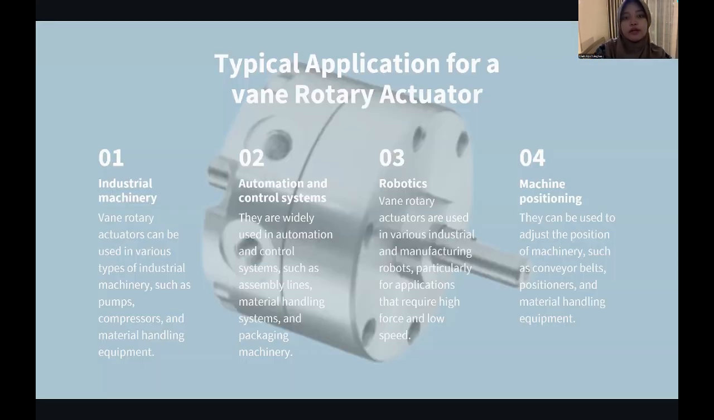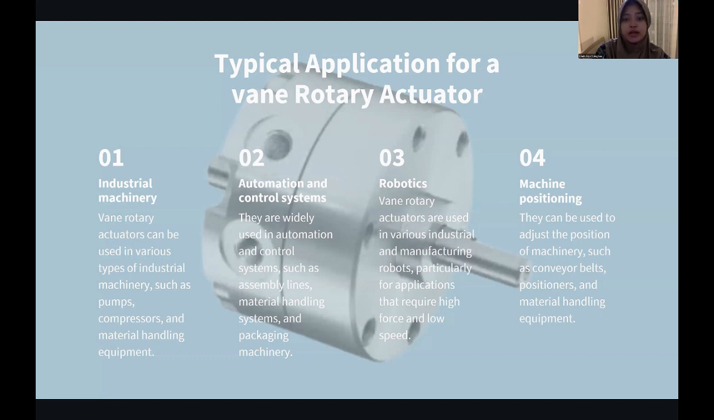Typical application for a vane rotary actuators. First, industrial machinery can be used in various types of industrial machinery such as pumps, compressor, and material handling equipment. Automation and control system. They are widely used in automation and control systems such as assembly line, material handling system, and packaging machinery.